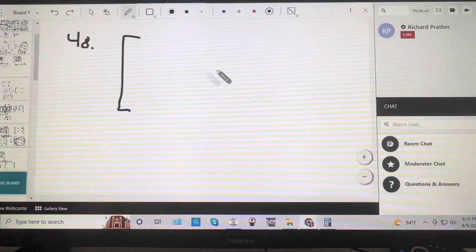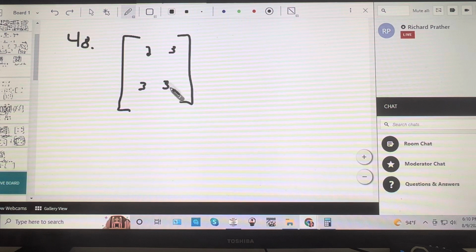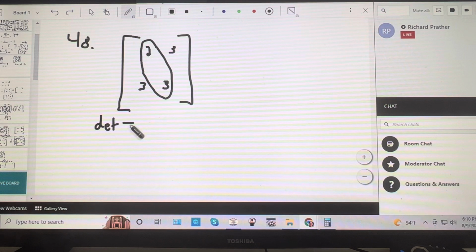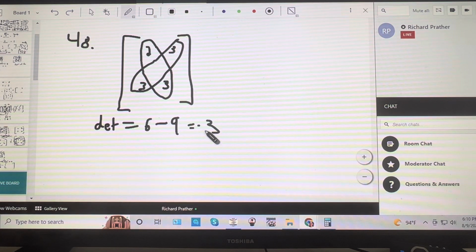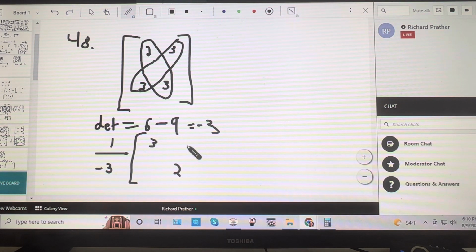(48) 2, 3, 3, 3. So 2 times 3 is 6. Minus 3 times 3 is 9. The determinant's -3. So the inverse, I'm going to do 1 over the determinant. The 2 and 3 here interchange with each other. You don't change their sign, you just interchange them. These 2 3's stay where they are, but you have to do the opposite, so they would both turn to -3.